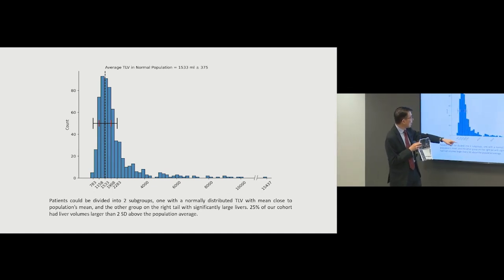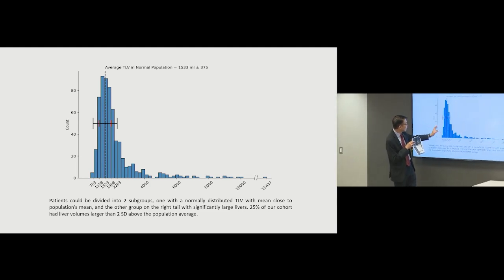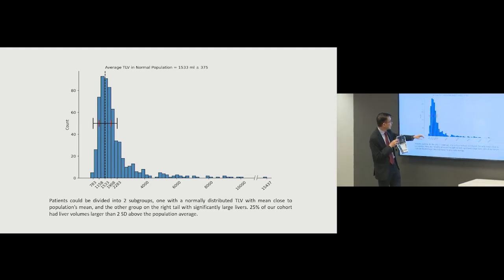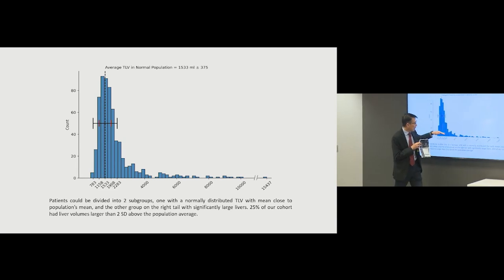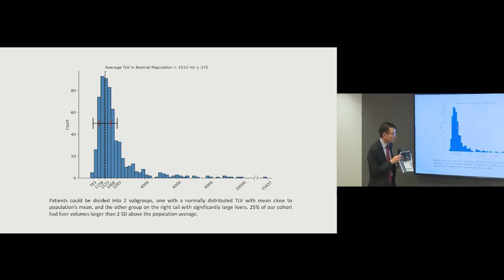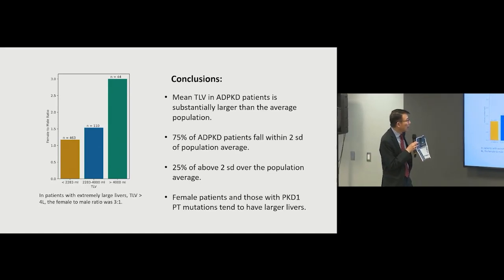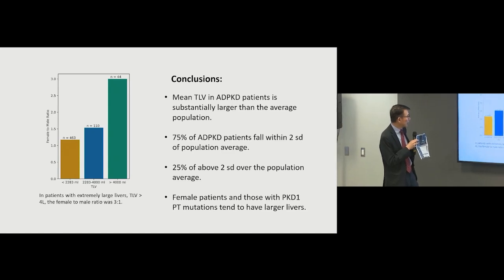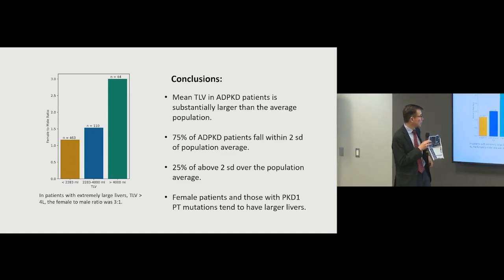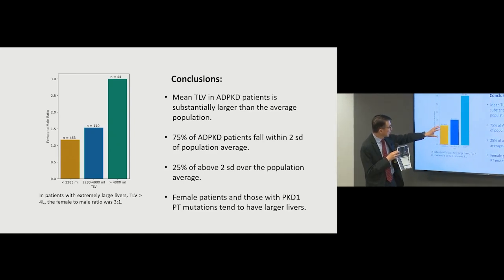The normal mean volume from the population is here. And so there's a large cohort of patients that fits the normal distribution, but there's a very long tail of patients with a large volume. So we were interested to characterize these two cohorts. And so you can see the patients that had the fairly normally distributed total liver volumes are shown here.